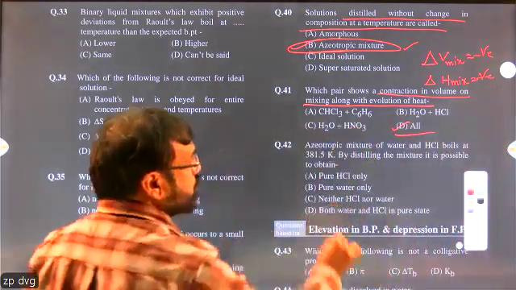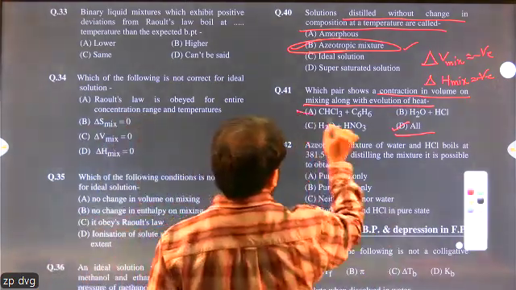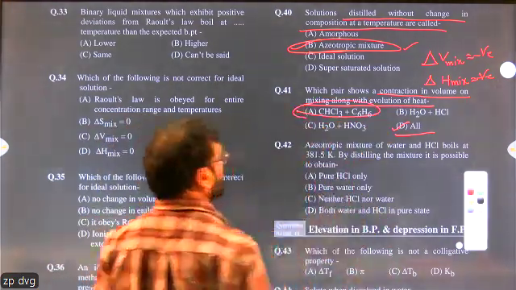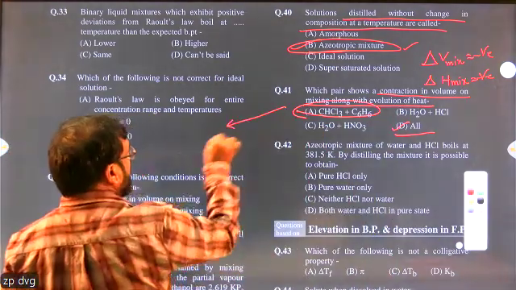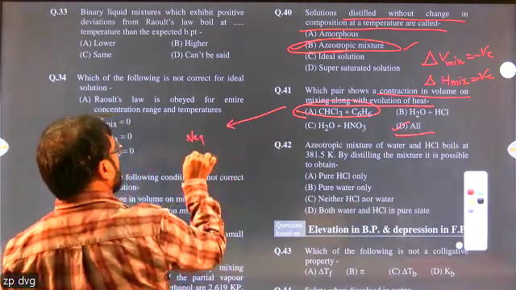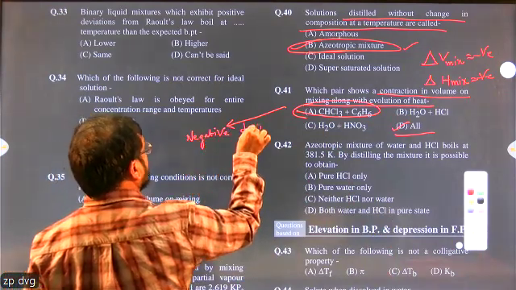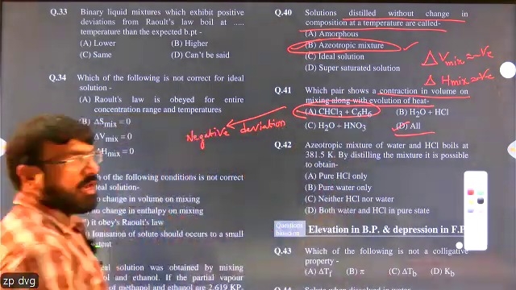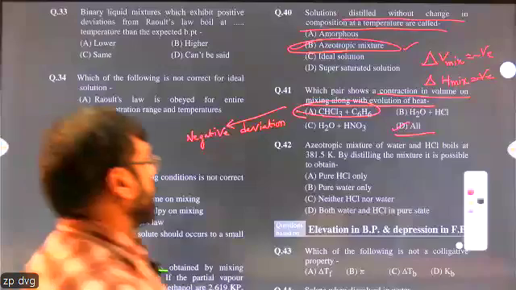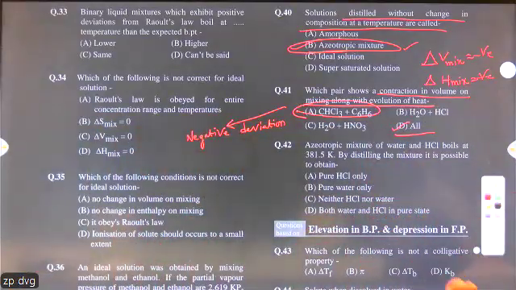Because whenever we mix water and HCl, H2O and HNO3, or chloroform and C6H6, they are going to show negative deviation from Raoult's law. That is the reason option D is the correct answer for this question. Next, question number 42. Let us see question number 42.